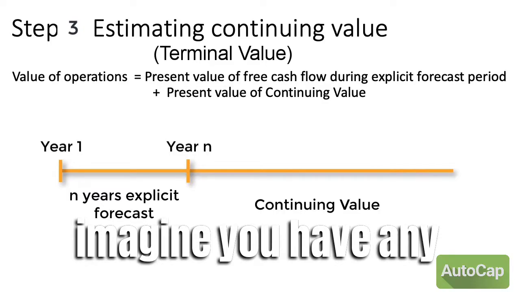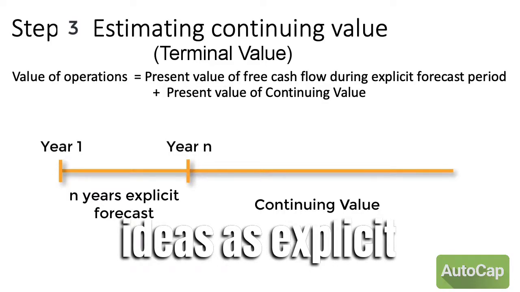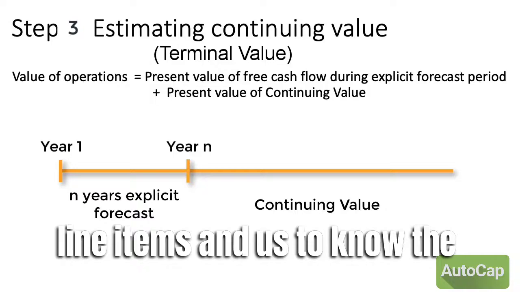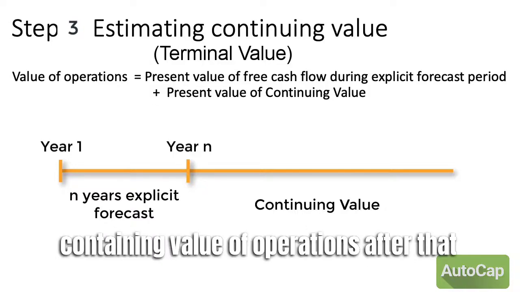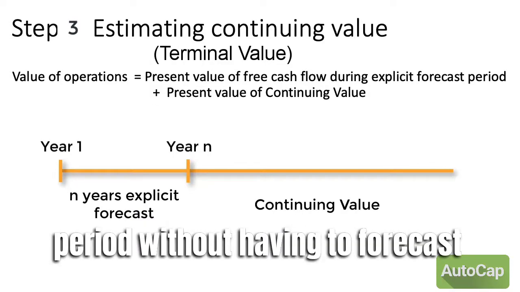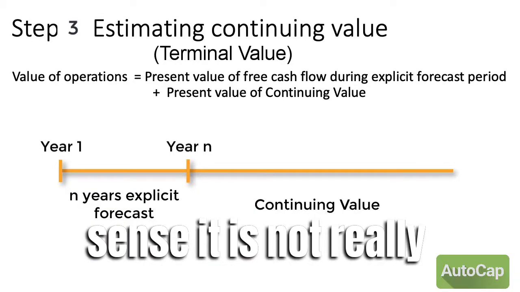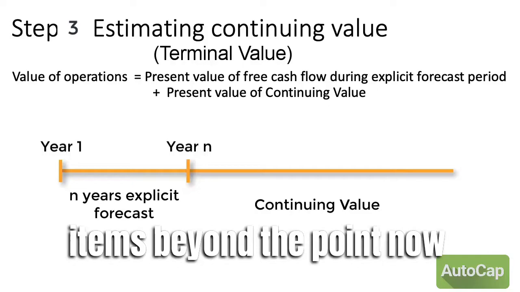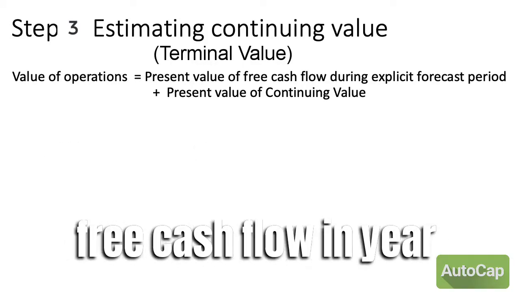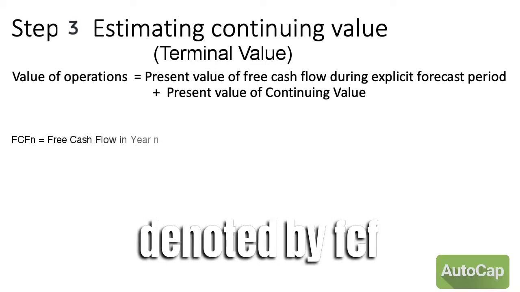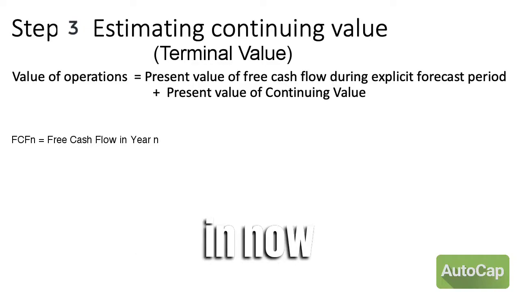Imagine you have n years as the explicit forecast period for which you have forecasted individual line items, and you wish to know the continuing value of operations after that period without having to forecast individual items, since it is not really practical to forecast items beyond a point. Now let's say that your free cash flow in year n as forecasted is denoted by FCFn.